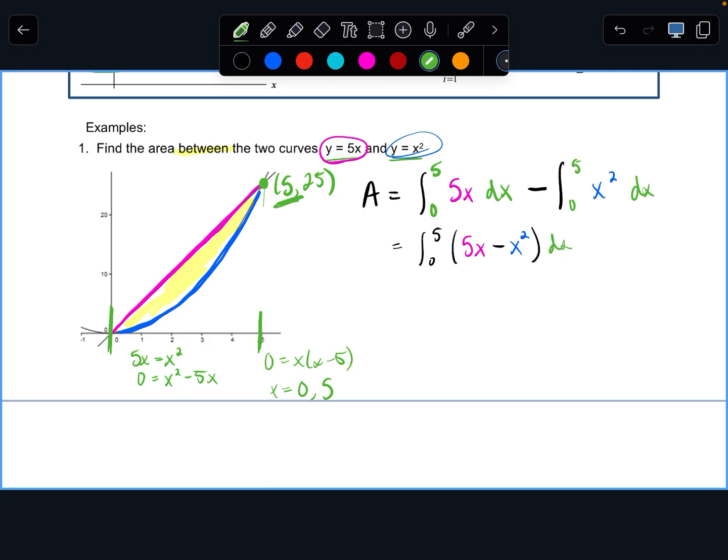Oh, I didn't keep up with the green. That's okay. And then you would integrate it. There you go. So this is like normal power rule, plugging in your numbers. So ready, go, get the answer.